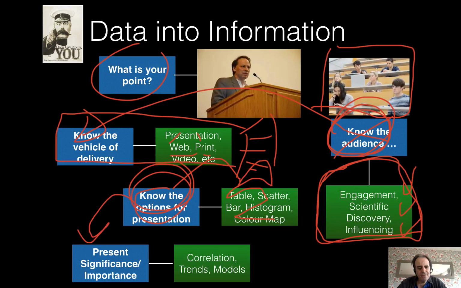And then in the end, we really want to show what the significance and importance is of our presentation. So we need to show things like correlation models, trends, and overall models. So it's here that we'll actually show the audience why our work is significant and probably the scope of it.